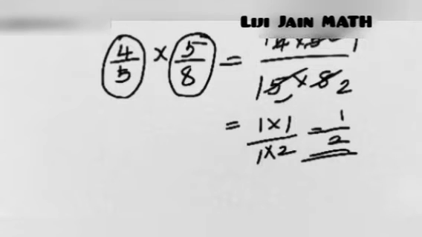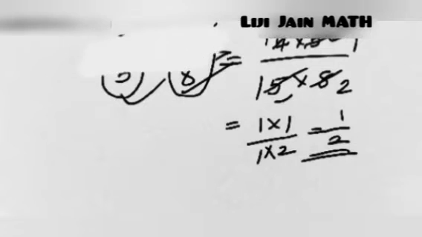So, what is the rule for multiplying two fractions? Yes, product of the numerators by product of the denominators. Cancel the common factors. Clear? That much easy. Got it? This is the rule for multiplying two fractions.